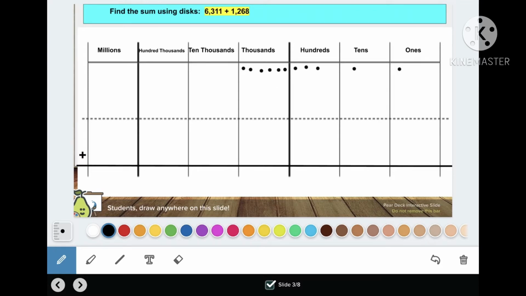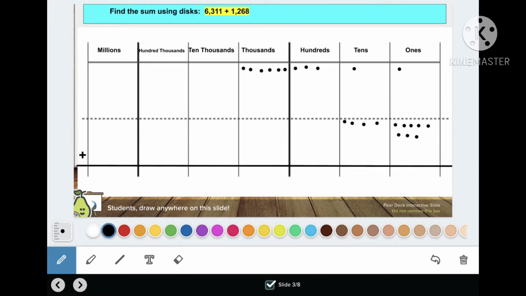All right, you guys. Now let's look at our second number. So I'm looking at 1,268. What number is in the ones place in the number 1,268? Good job, 8. So I'm going to draw 8 discs. 1, 2, 3, 4, 5, 6, 7, 8. What about the tens place? What number's in the tens place? Good job, 6. So I'm going to draw 6 discs.